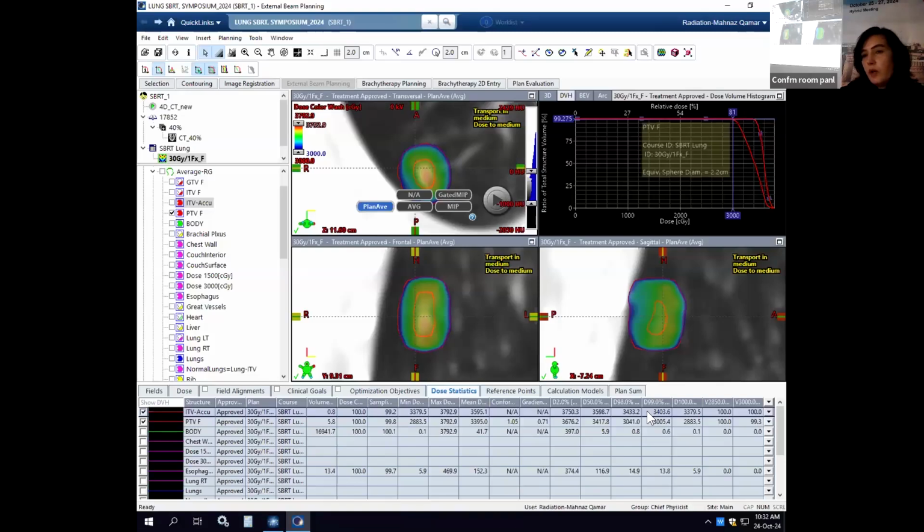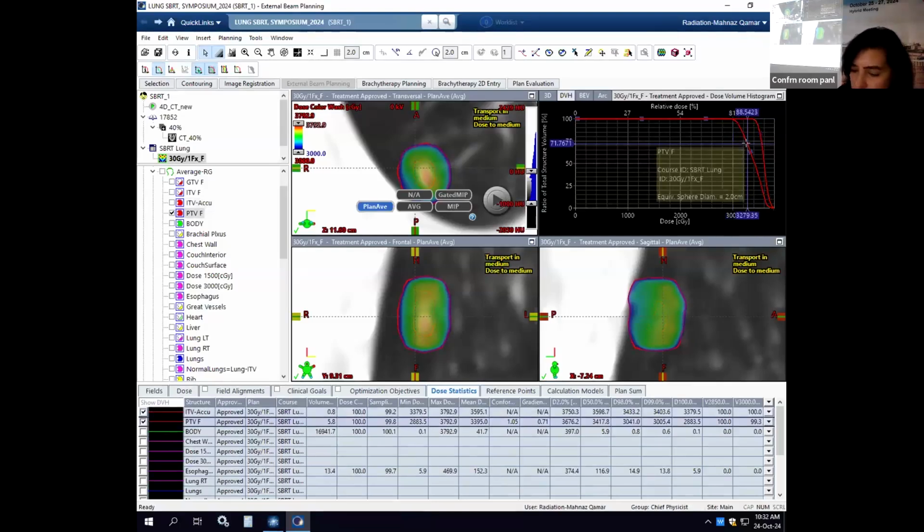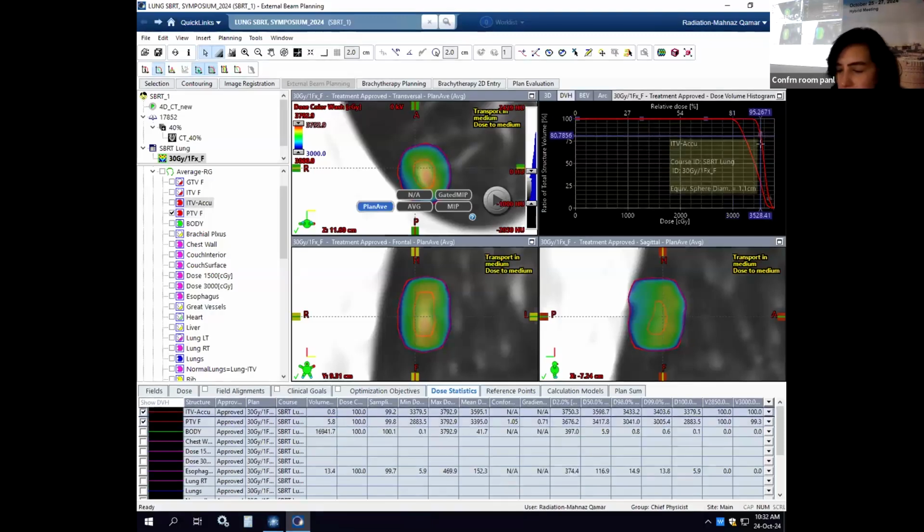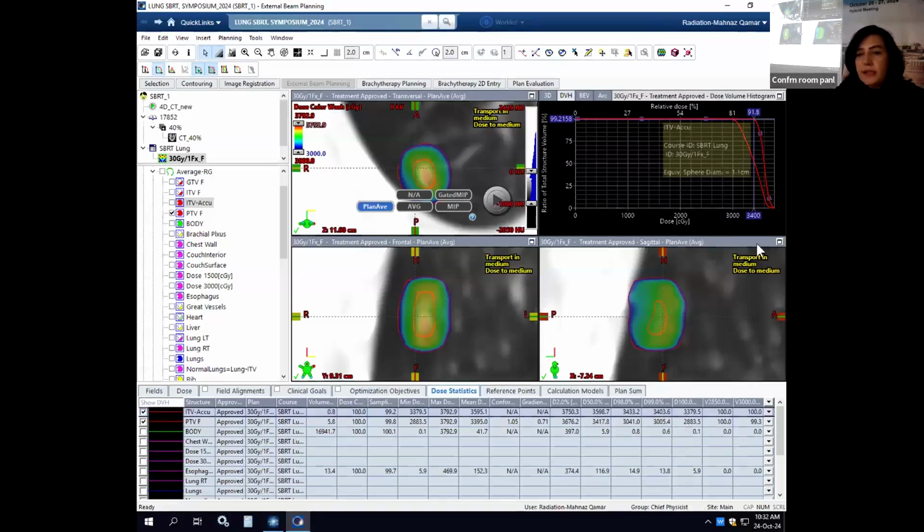We do want to keep the constraint, the 32 gray, to less than 30 cc for the chest wall. But we can see that our ITV is actually, sorry, that's the PTV, that's the ITV. So basically 99% of our ITV is getting 34 gray and 100% is getting 33.79.